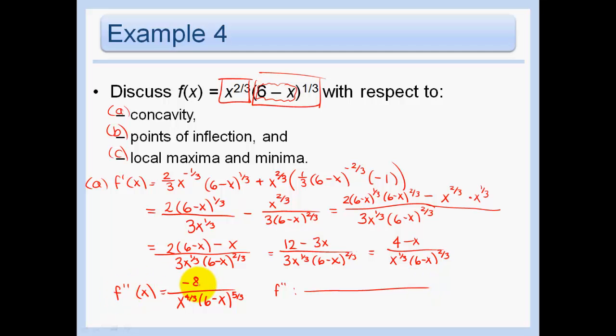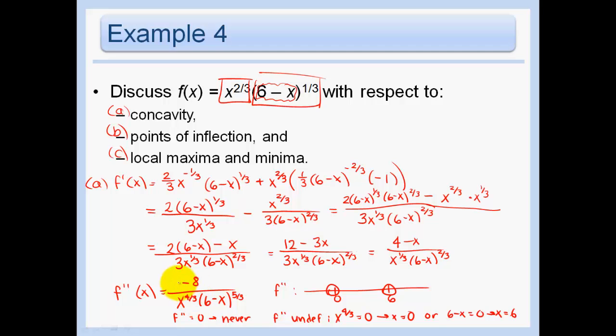Where does the second derivative equal 0? Never. But remember, not only where does it equal 0, also where is f prime prime undefined? F prime prime is undefined when x to the 4/3 equals 0, in other words, when x equals 0, or when 6 minus x equals 0, in other words, when x equals 6. So at 0 and at 6, I'm going to put open circles here just to remind myself that it's undefined at those points. So now I'm going to do the same deal and make my chart.